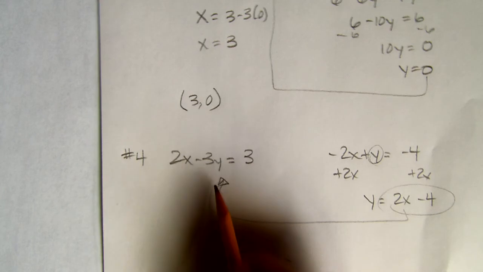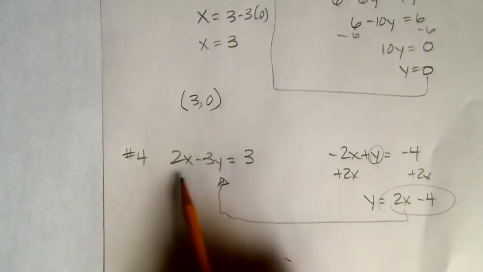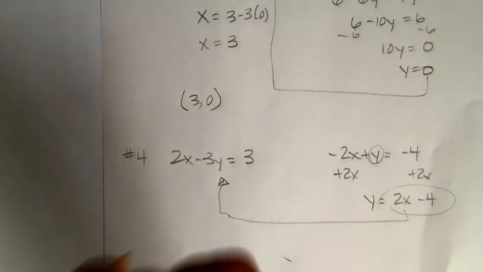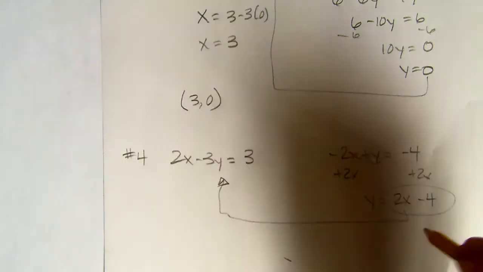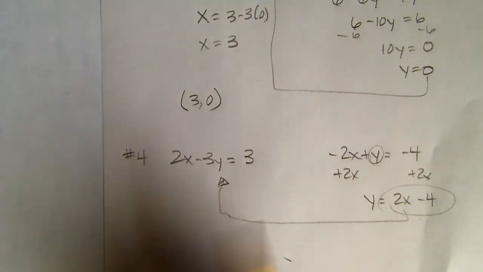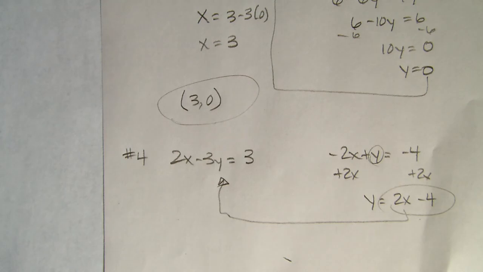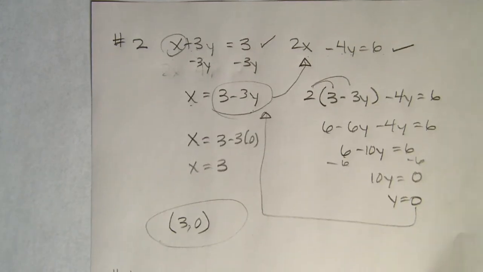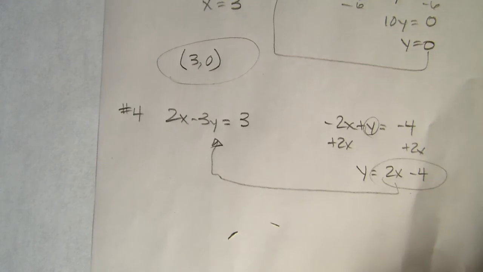And then again, you're going to plug that into there. Now everything will be in terms of x. You'll solve for x. Once you find x, you plug it back in here and find y, and you'll find a point, x comma y. And again, that's the intersection. So that's the substitution method. Most of you are probably familiar with that.